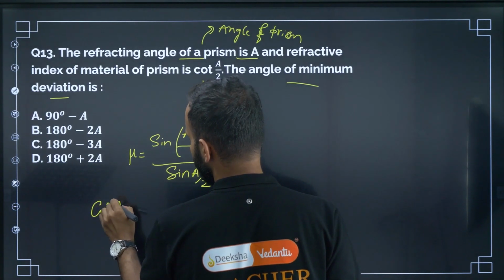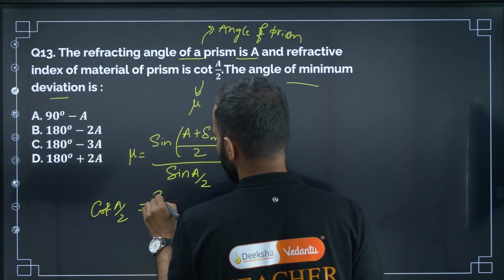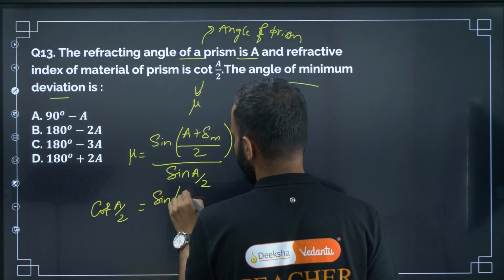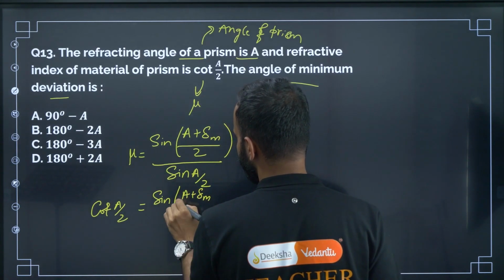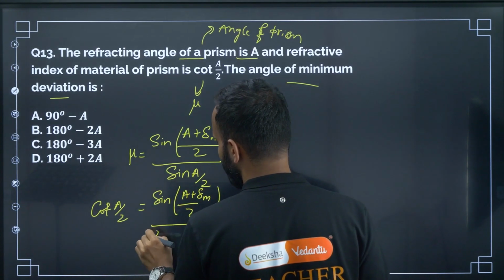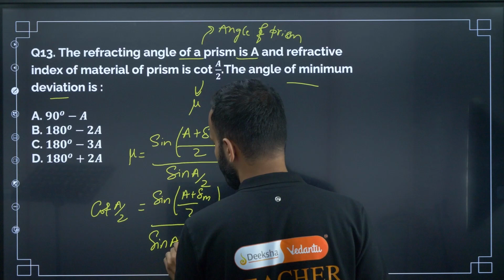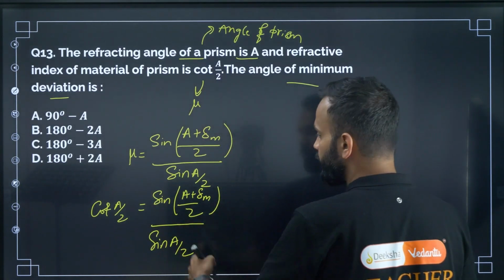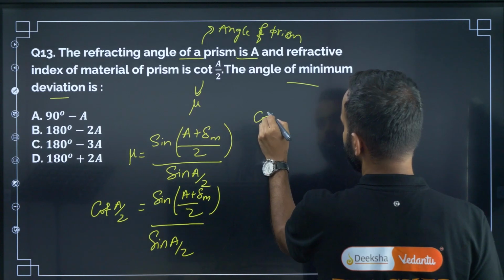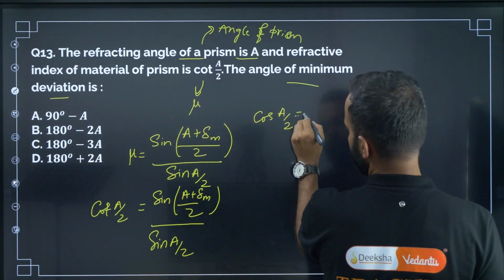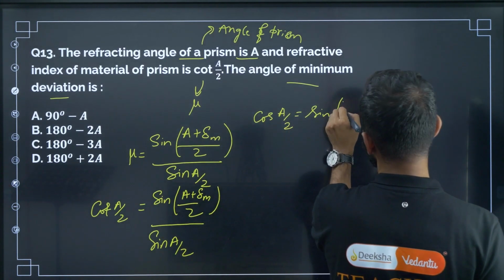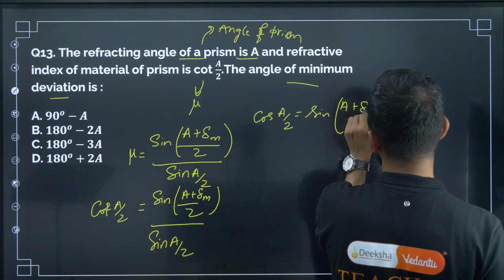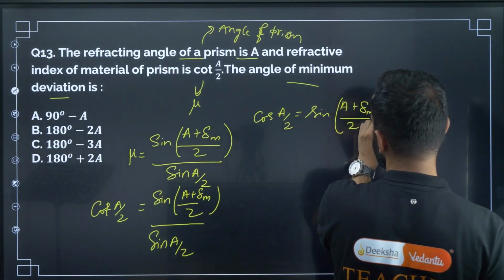Cot A by 2 is equal to sine of (A plus delta m) by 2, whole divided by sine of A by 2. Cot A by 2 is cos A by 2 divided by sine A by 2. So now sine A by 2 and sine A by 2 will get cancelled. So cos A by 2 is equal to sine of (A plus delta m) divided by 2.